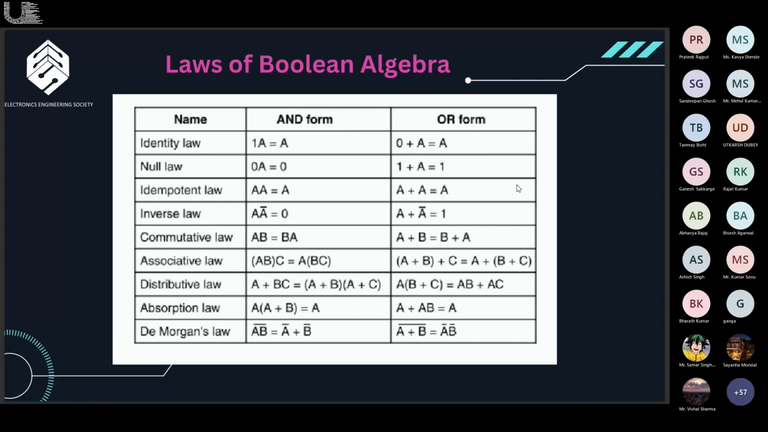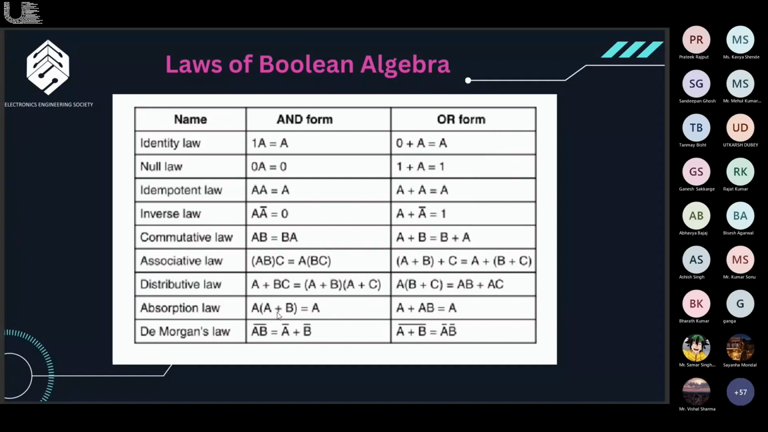And then we have the commutative law. A into B is equal to B into A, and A plus B is equal to B plus A, which states that the ordering of the logical addition or product of the variables does not matter. Similarly, we have the associative law, which says the ordering does not matter. This is an important law, the distributive law, which will be later used in K-maps or converting the expressions into the required form. Like A plus B into C is equal to (A plus B) into (A plus C). This is an important law which should be kept in mind.